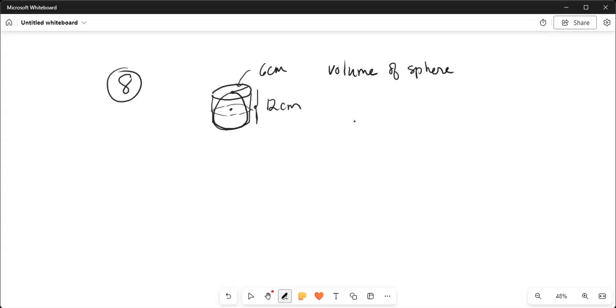So the volume of a cylinder is going to be the area of the base times the height. The base is a circle, so remember that the area of that base is going to be pi times radius squared. Okay, so that's 3.14 times 6 squared, which means 3.14 times 36. When we multiply that out, that is going to be 113 and 4 hundredths. And this is in centimeters, so that's going to be centimeters squared.